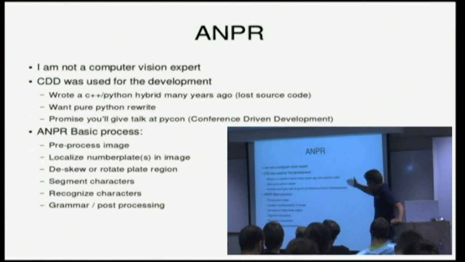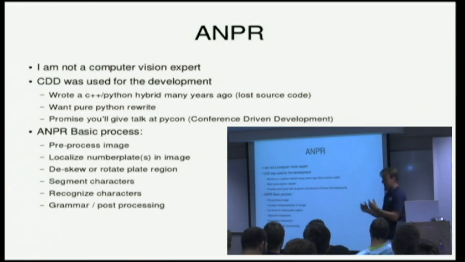Okay, so the basics of ANPR, you start by pre-processing and cleaning up the image, converting the color space, stuff like that. You localize where there are possible number plates. You take those out, you try and skew it so you get the thing more or less upright and in a straight line. You find the characters, you copy them out, you recognize them, and then maybe you do a bit of post-processing looking for a GP or an MP or CA or whatever. But that's, in short, how you do number plate recognition.